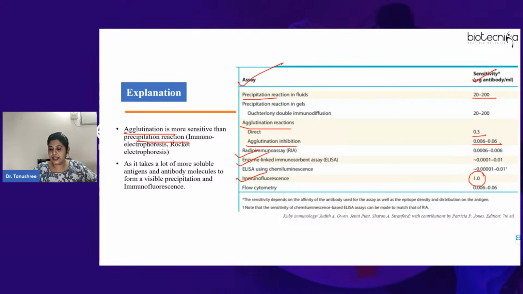Sensitive means it can trace a small amount of the sample. Yes, please answer in chat. Four options are there, right? Yes, Achal, very good. It will be option 4. So that means your option 4 is the passive agglutination, right? Which is the most sensitive technique. Absolutely right, Surendra. Very good.